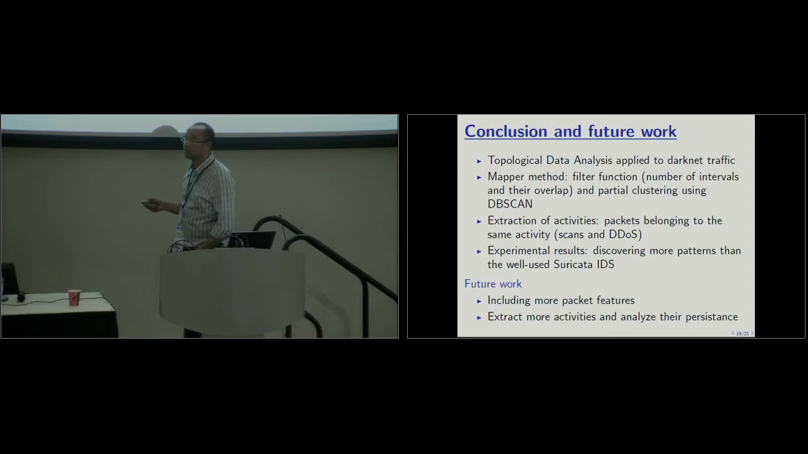As future work, we want to include more packet features, because here we only considered 6 features, so we need more. We can extract them from the packets of the darknet, extract more activities and analyze their persistence. This is an important point because for now we are able to observe only over a time window or a space window. The idea is to find how this activity will persist over space and over time. This could be useful to identify more persistent activities, which is related to advanced persistent threats.